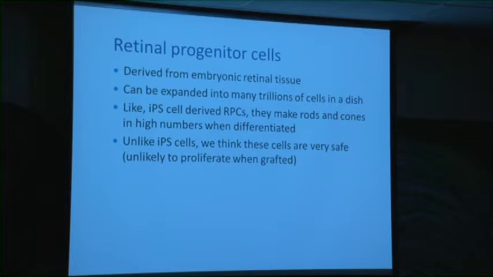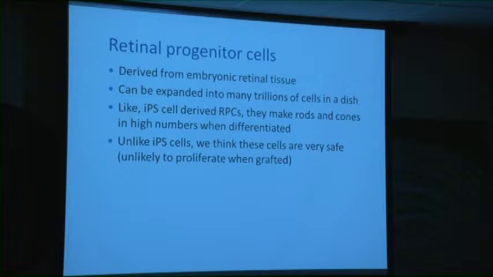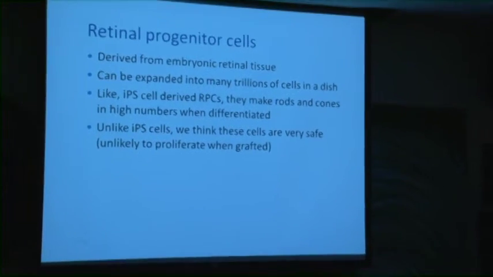Okay, so just to summarize, the retinal progenitor cells that I've described to you can be isolated from embryonic retinal tissue, including humans. We can expand them into many trillions of cells in a dish. And like iPS cells and ES cells, they make rods and cones when differentiated, but unlike these cell types, we think they're very safe and unlikely to proliferate after transplantation. Thanks very much.